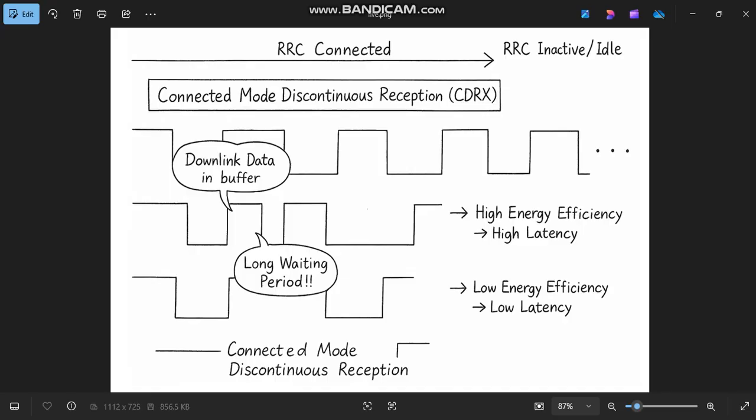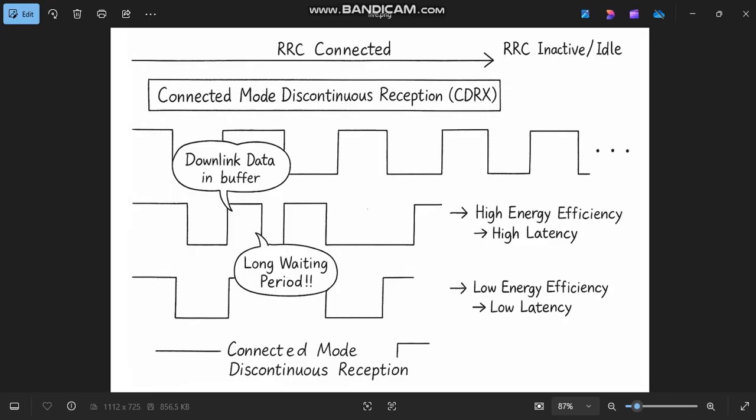So this is connected mode discontinuous reception. As in the name itself, it is RRC connected, and the mode is discontinuous reception. So in RRC connected also, we can see DRX active and inactive states. It means periodically the UE has to become active and inactive, so that if the base station has to send downlink data, the UE has to actively get on and off.